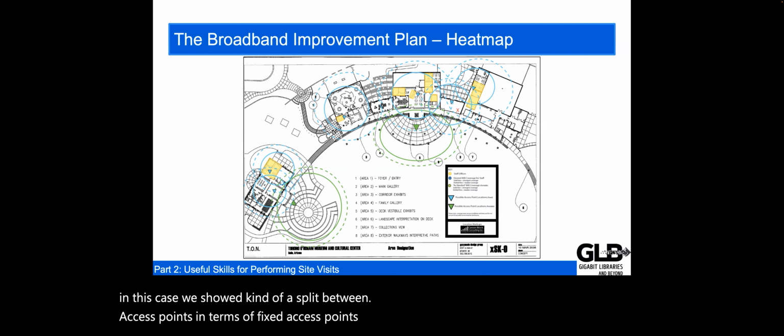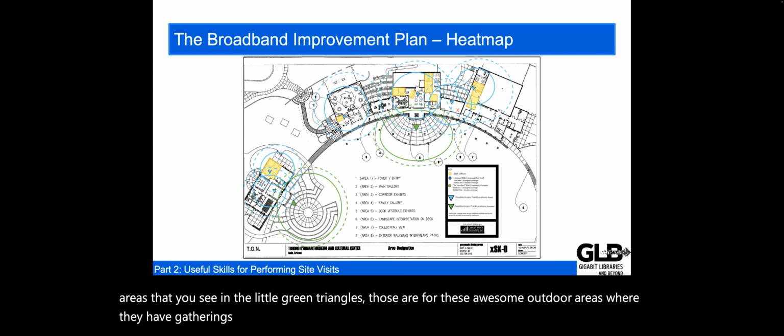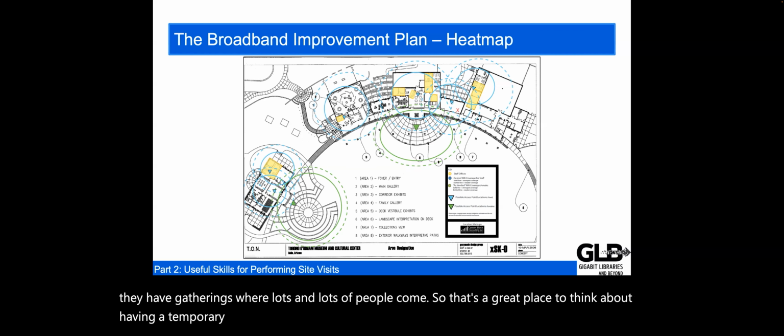And so in this case, we showed kind of a split between access points in terms of fixed access points for Wi-Fi versus ones that were portable. Those green areas that you see in the little green triangles, those are for these awesome outdoor areas where they have gatherings where lots and lots of people come. So that's a great place to think about having a temporary Wi-Fi access point.